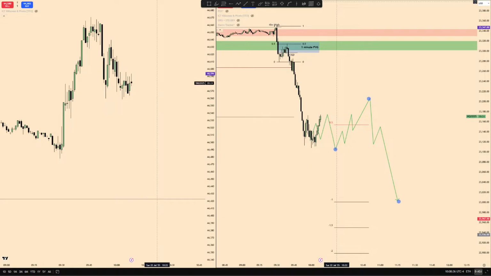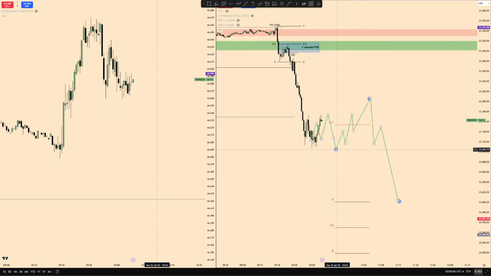I don't know. I can't see the logic for a full blown reversal from here. Yeah, I don't either. It wouldn't have extended this far away from those highs. Okay, it's following my line so far.